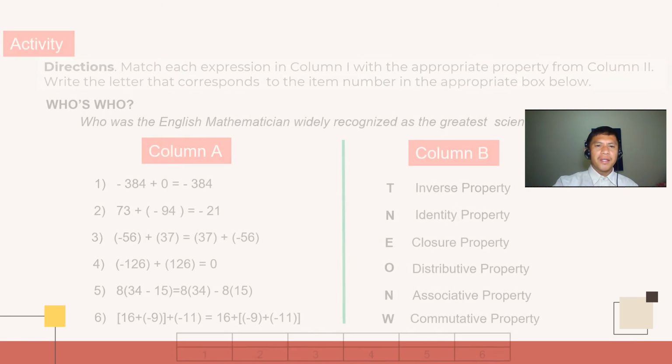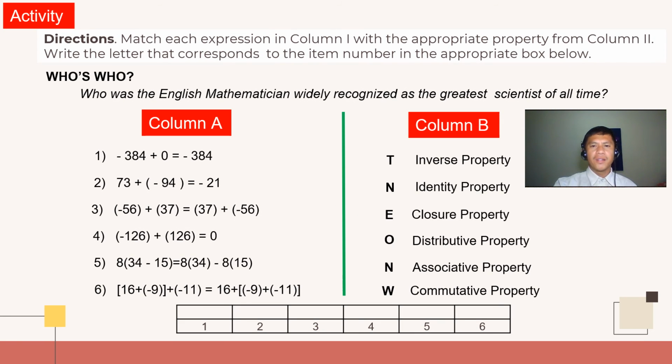In order to verify your understanding about our lesson on properties of the set of integers, I want you to answer this trivia question. Who was the English mathematician widely recognized as the greatest scientist of all time? You can only get the correct answer to my question if you exactly determine the properties involved in the given problem found in A. You can answer this activity within 2 minutes.